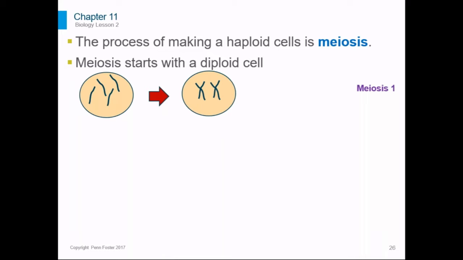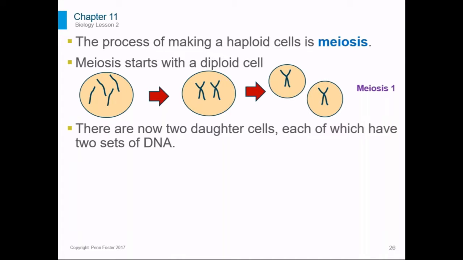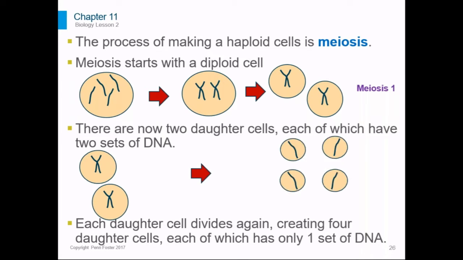Now in meiosis 1, the homologous chromosomes line up and then separate when the cell divides. And then there are now two daughter cells, each of which have two sets of DNA. Okay, so we had four originally, and now each daughter cell has two. Then, in meiosis 2, each of those divides again, creating four daughter cells, each of which only has one DNA.